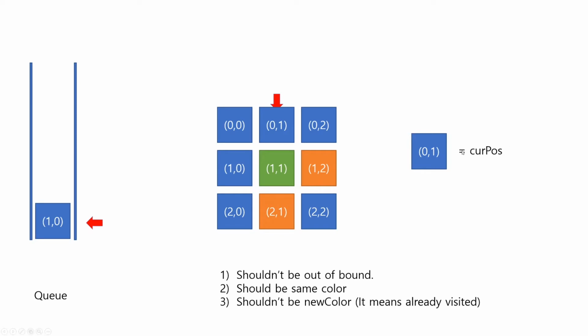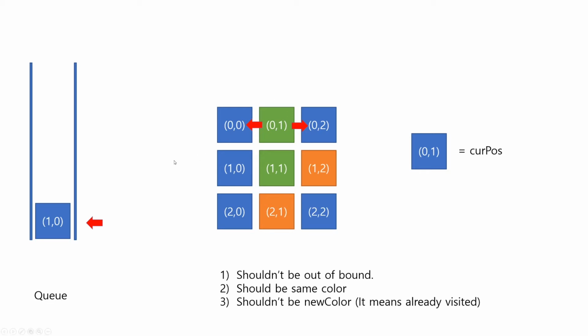0, 1 is the current position, and here we're gonna decide where to move, right and left, and color the cell there. It shouldn't be out of bound anyway, it should be the same color as 0, 1, and it shouldn't be the new color. So the only choices are right or left: 0, 2 is blue and 0, 0 is blue, because if you go up, that is out of bound, and down is an already visited cell, right?